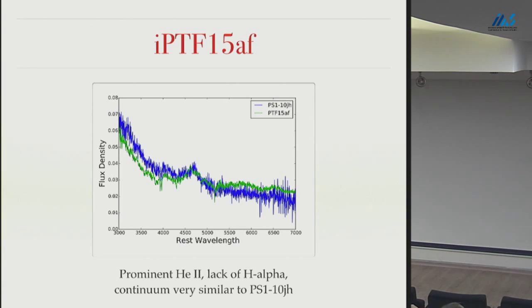Okay, next. iPTF15af. I mentioned that, for these purposes, we're going to consider this more or less a clone of PS1-10jh. This is a spectrum around maximum light, rest wavelength. You see from iPTF15af, which is different from PS1-11af, which is extremely confusing and also very unlikely statistically, but such is life. You can see this broad helium-2 feature that we use to classify these things now, whereas really nothing convincing going on here at H-alpha. The only real difference in their evolution is that the blackbody temperature of iPTF15af is quite hot at early times.